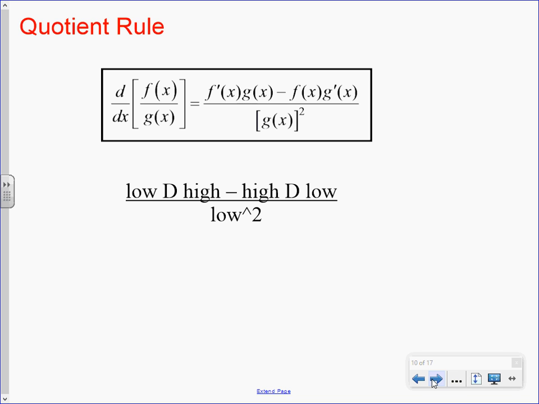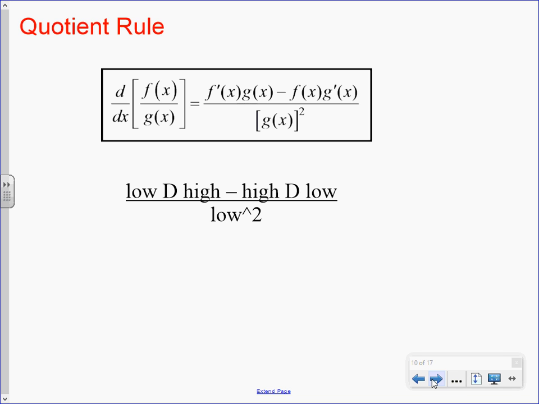Okay, so this one has a little bit more to sort out. It's important to remember the order because there's subtraction in the numerator. If you have functions that are being divided, we have the derivative of the numerator times the denominator minus the numerator times the derivative of the denominator all over the denominator squared.